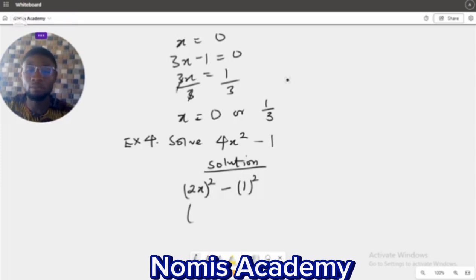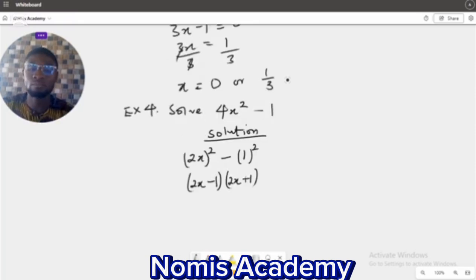That means that if I open my bracket, close it, open another one, close it, I should have 2x minus 1 and then 2x plus 1. I just factorized that equation. That's a quadratic equation. Now, know it fully well that we are to solve the quadratic equation, so this is not the end of solving it.